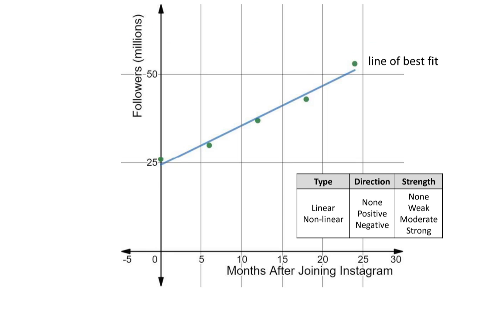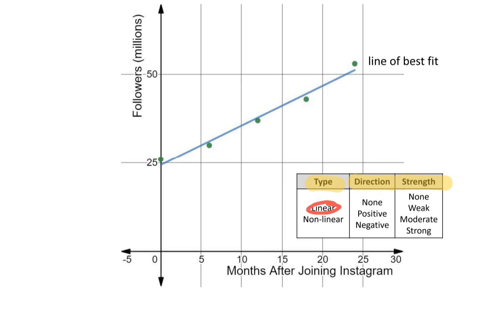Next, we can describe our scatter plot in terms of type, direction, and strength. Let's begin with type. If you look at your green points, does this resemble a line or does it not resemble a line? Since it does resemble a line, I would say that it is a linear relationship.